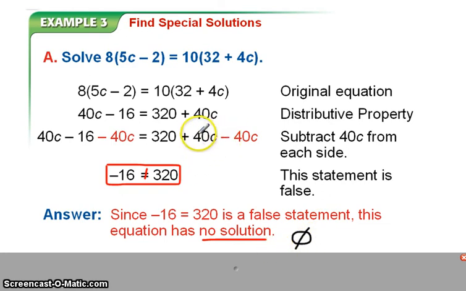Our variables cancel out on both sides, leaving us with no variables left. And this is not a true statement. So what we're saying is there is no c that you can find that will make this equation true. Okay, there's no solution. There's no answer for c.